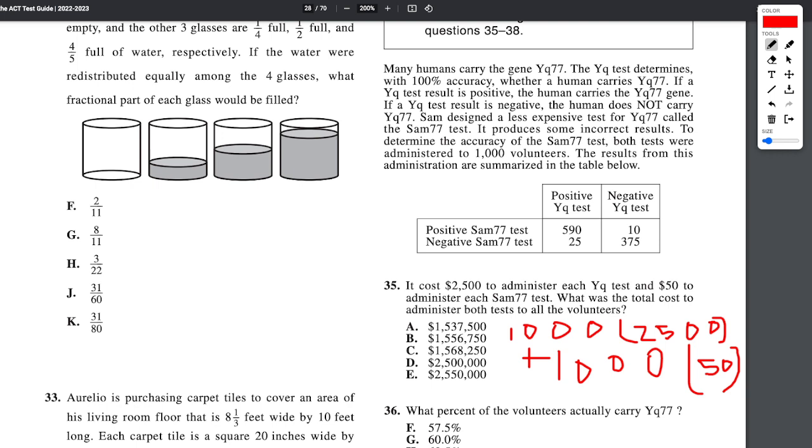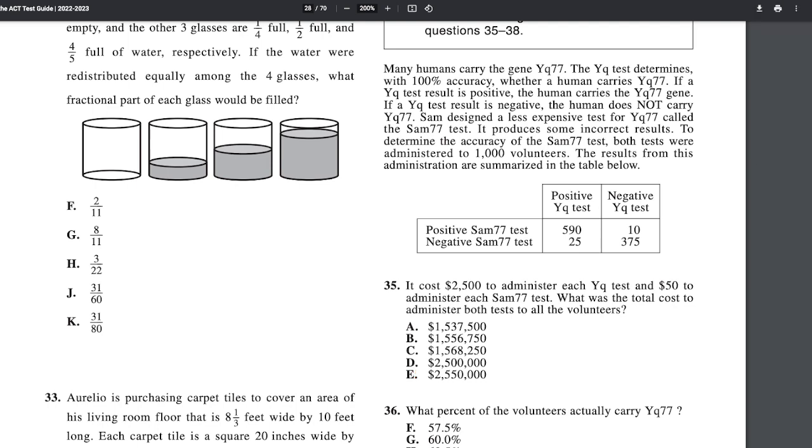So let's see. 1,000 times 2,500 plus 1,000 times 50 should be answer choice E. Let me play on the calculator. Alright, so 35 is E. Yes. 36.